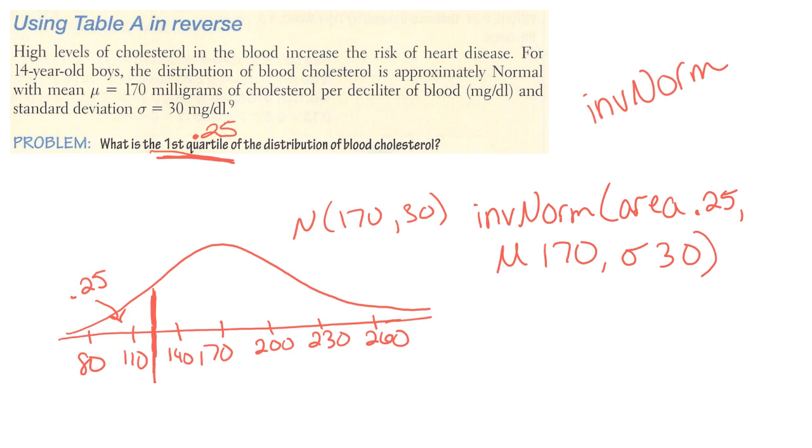You notice we're not using X bar here, and we're not using S of X for standard deviation. We are using mu and sigma. Notation is going to be really, really important for you. And then when you hit enter, you should get a value of 149.7653. So what that means is that the first quartile of blood cholesterol levels in 14-year-old boys, in this sample of 14-year-old boys, lands at 149.7653 milligrams per deciliter, because we like our units.